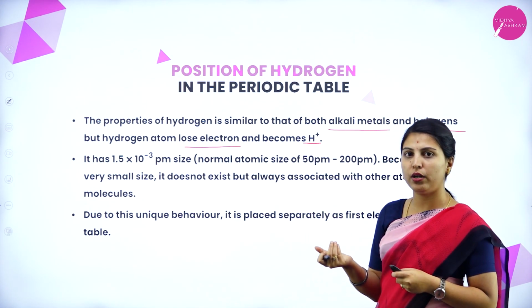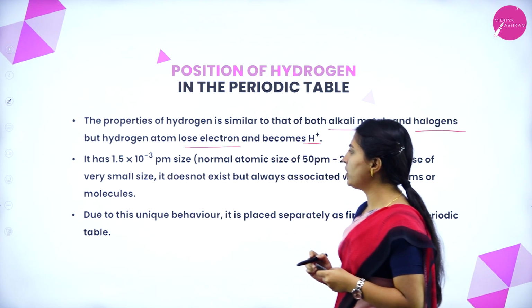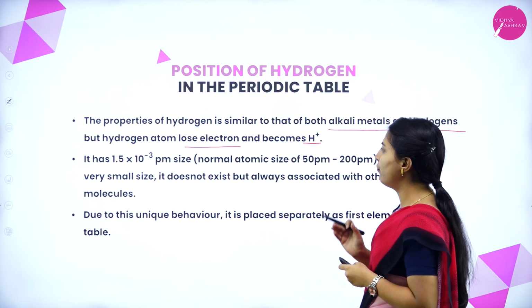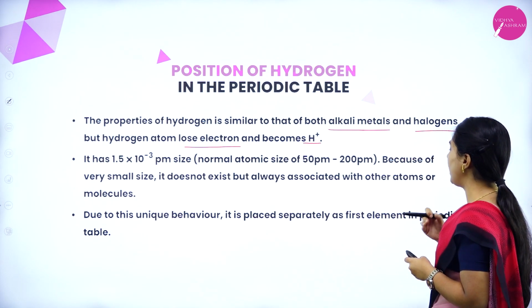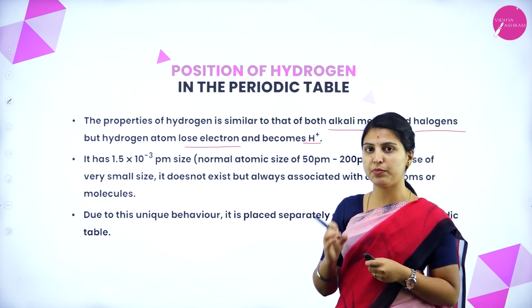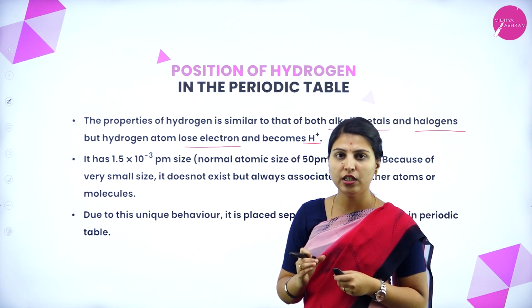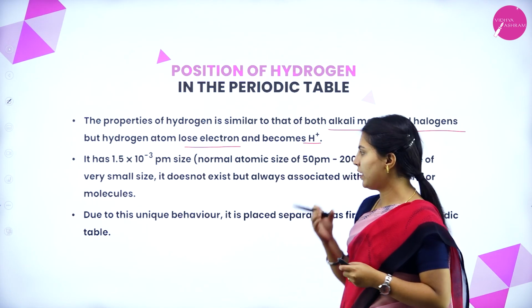Whenever the electron is lost, it becomes a cation. It has a size of 1.5 × 10^-3 picometer. Because of its very small size, it does not exist alone but is always associated with other atoms or molecules. Due to its small size, it will not exist as an individual atom or molecule. So what will happen? It will combine with other atoms as a molecule.